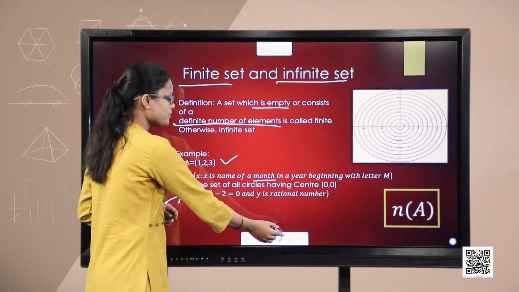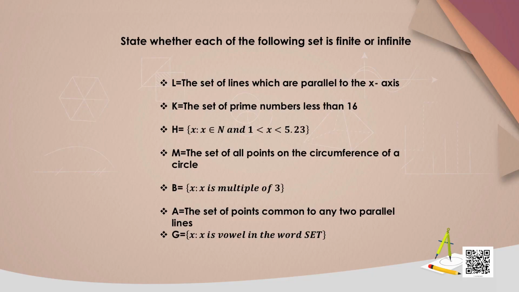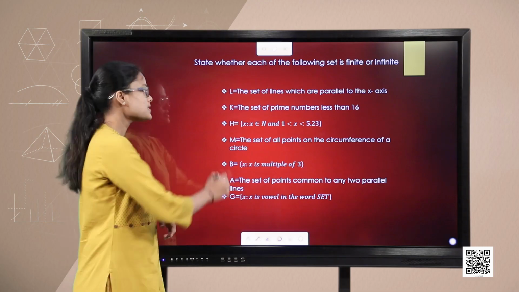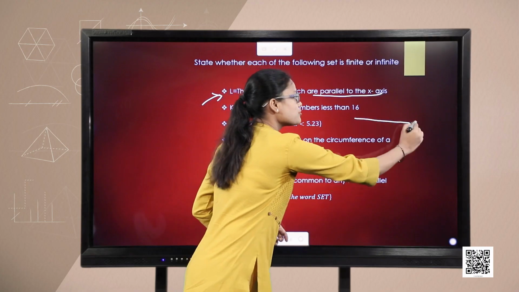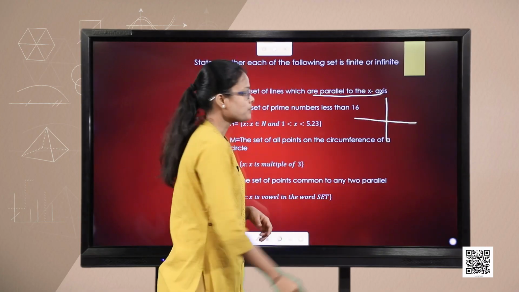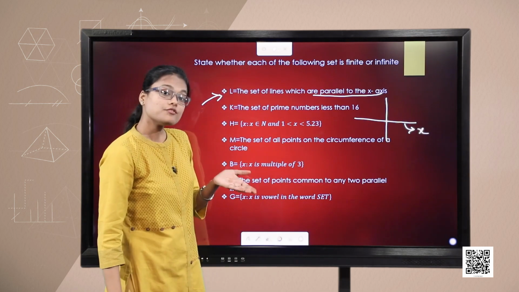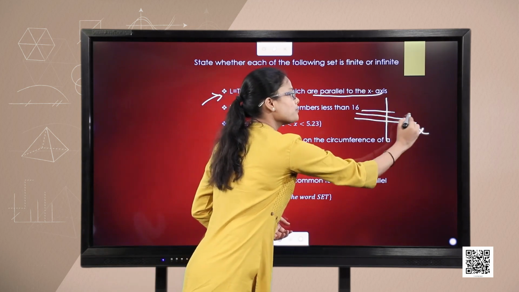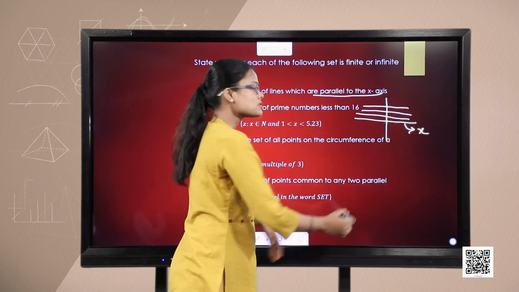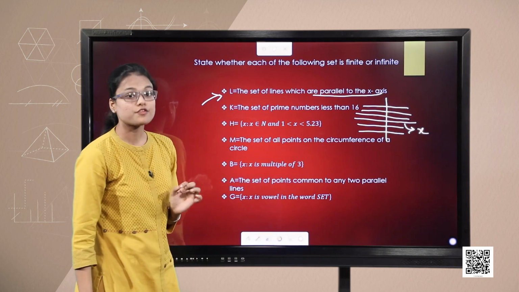So, let us take a question in which we have to state which of the following sets are finite and infinite. Let us take the first set, set L, the set of lines which are parallel to the x-axis. You may see, if this is my Cartesian plane, where this is representing the x-axis, then we can draw infinitely many lines parallel to the x-axis. It can be anywhere above the x-axis or below the x-axis. So, the set L becomes an infinite set.